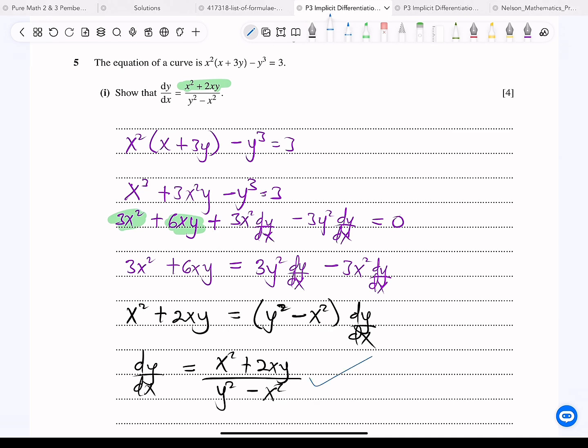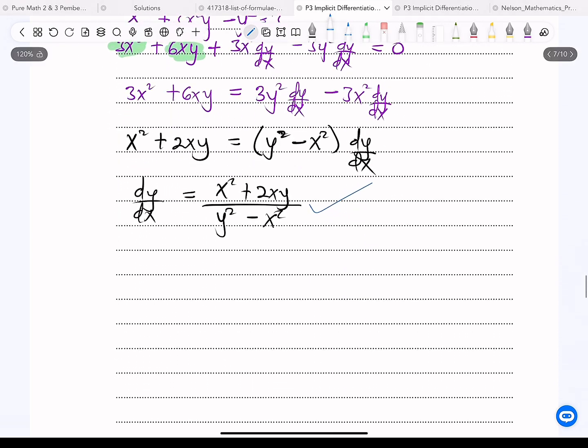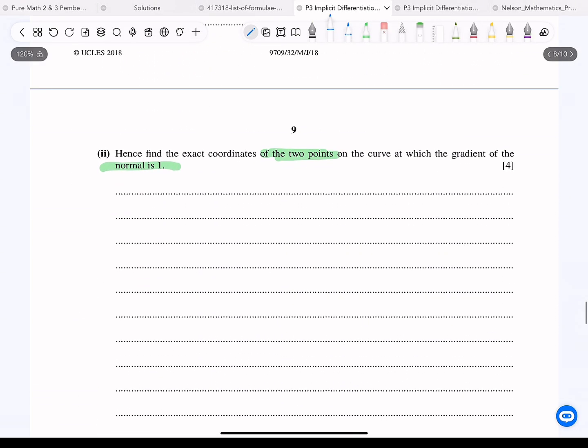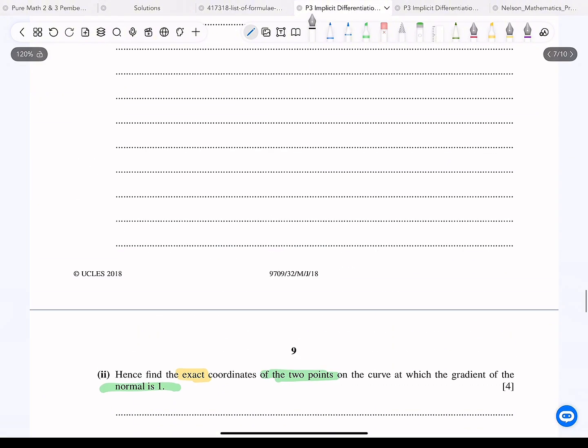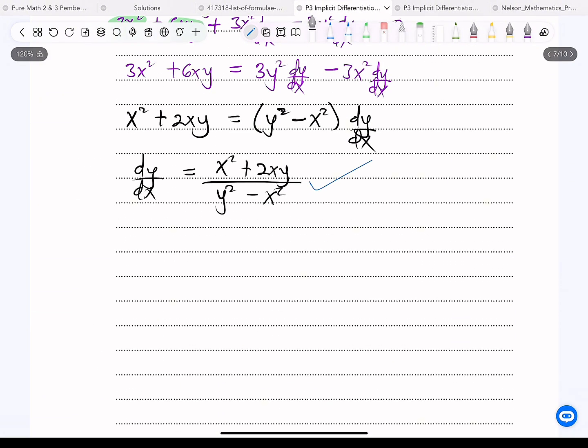Like I said, these proofs, they are easy to do. Okay, now the next thing that we need to work on is the second part that says hence find exact value, exact, so we don't want to do anything decimal, exact coordinates of the 2 points on the curve where the gradient of the normal is this. Okay, now let's go and copy the dy/dx and use it here.